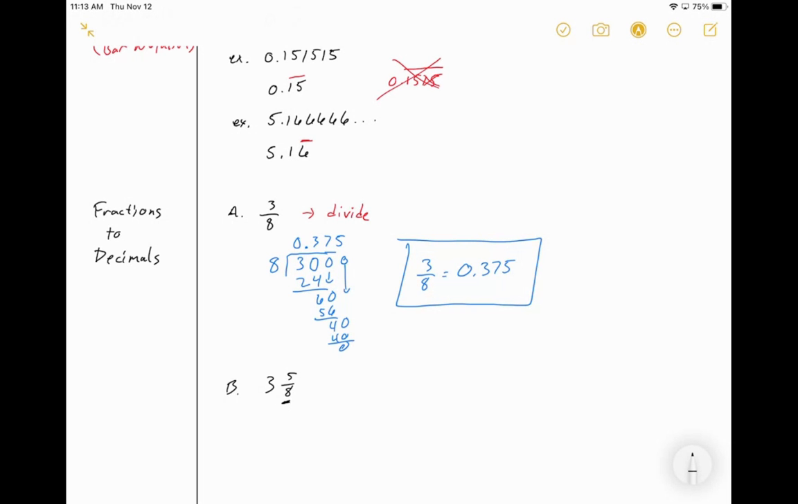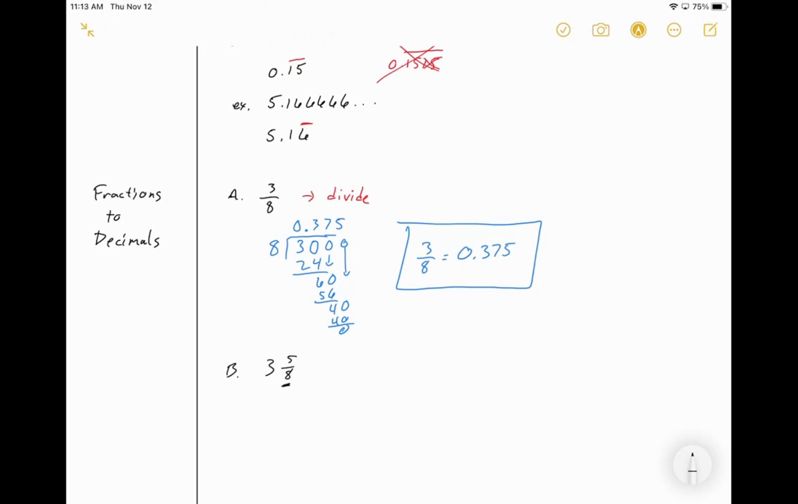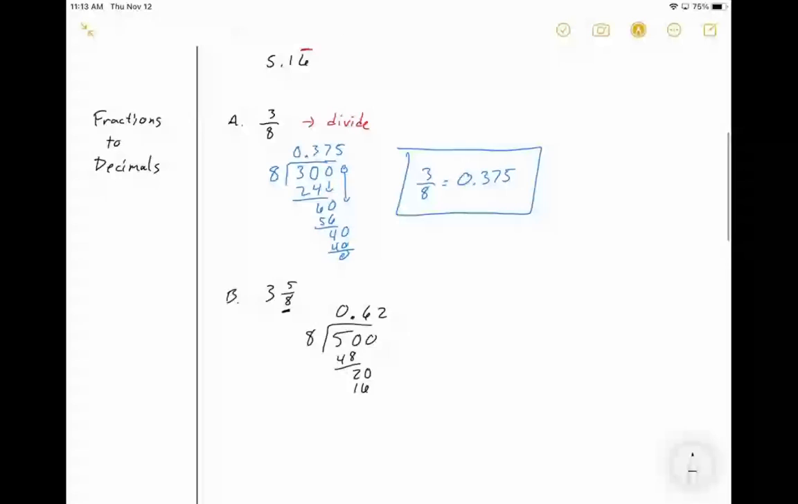Good. Thank you. All right, I'll start doing it here. So again, I'm going to save the 3 for later, okay? So here we go. 5 goes in, 8 goes out, 0 times. I need a decimal. I get a 6. I get a 2. And I get a 5.